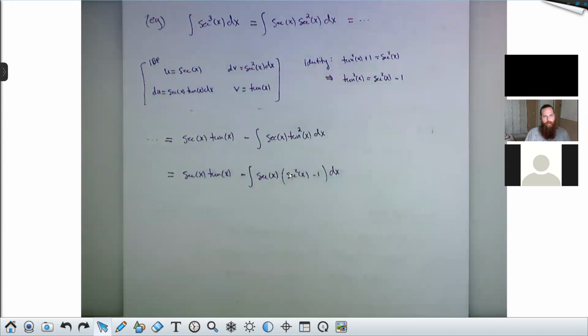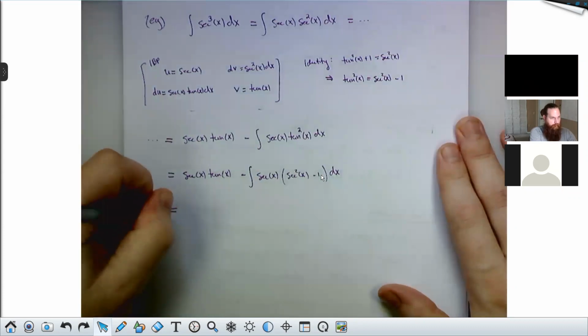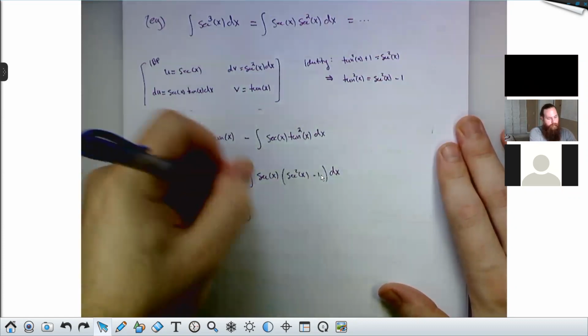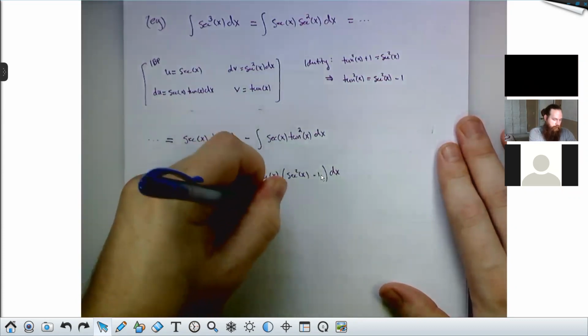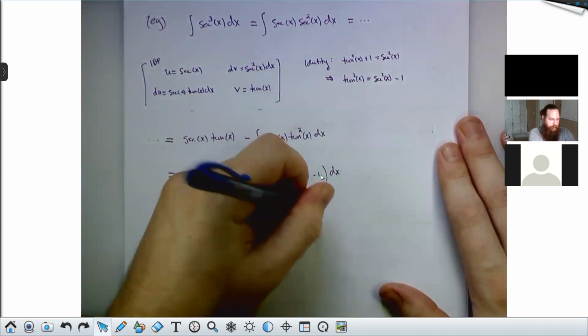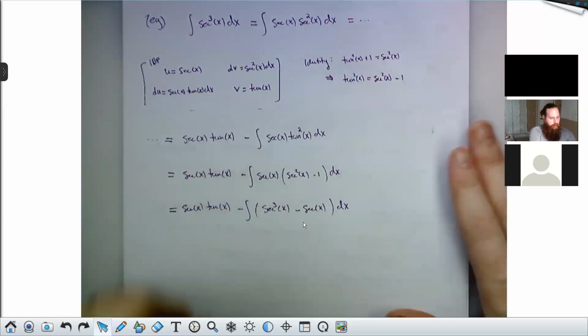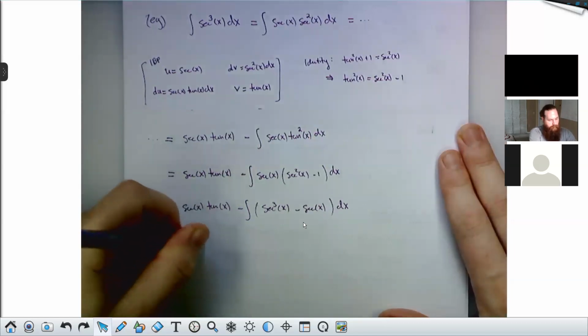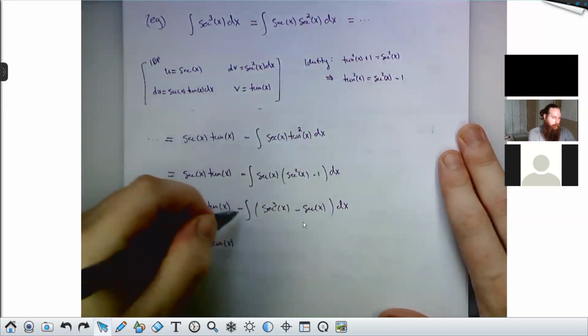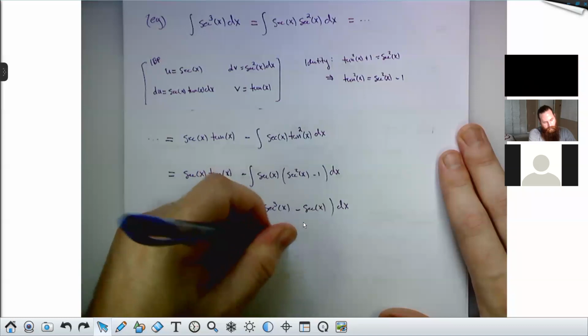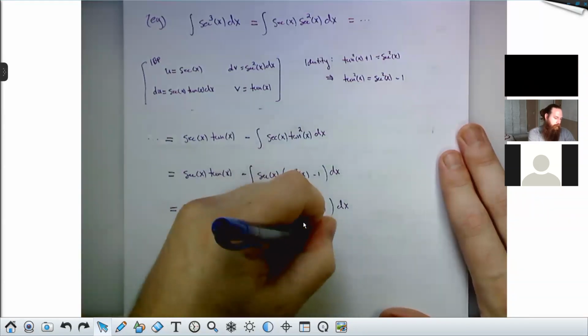Now I'm going to distribute this secant. So I have minus the integral of secant cubed x minus secant x. That's what I get when I distribute my secant. And now I'll distribute the minus out front and split up the integral, because I've got an integral of this minus that. So, gotta be careful with your negatives, secant x tangent x minus the integral of secant cubed, and then minus minus makes plus the integral of secant.